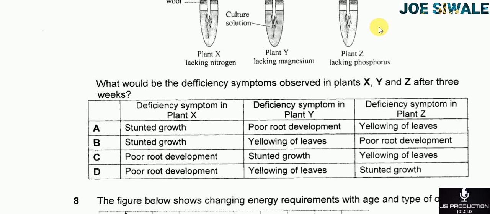Then multiple choice C, I have poor root development in plant X, stunted growth in plant Y, yellowing of leaves in plant Z. Multiple choice D, I have poor root development in plant X, yellowing of leaves in plant Y, stunted growth in plant Z. So here my answer is B. In B, I have stunted growth in plant X, yellowing of leaves in plant Y, and poor root development in plant Z.